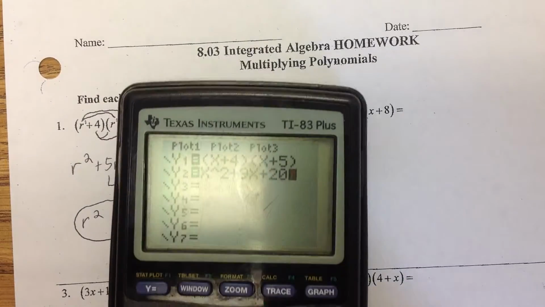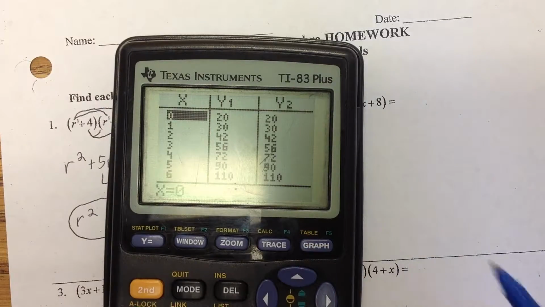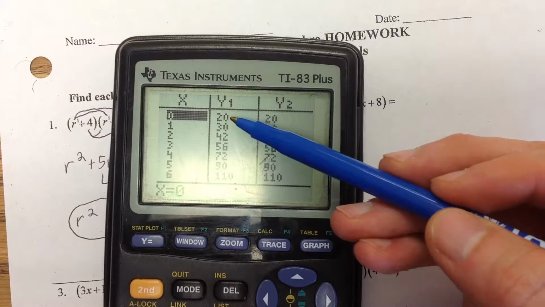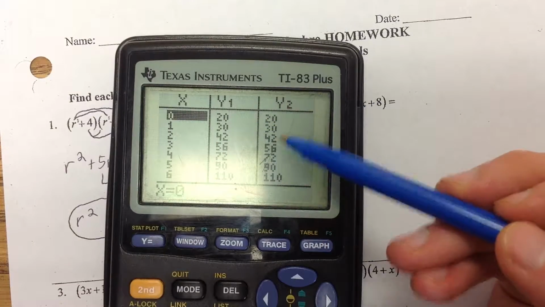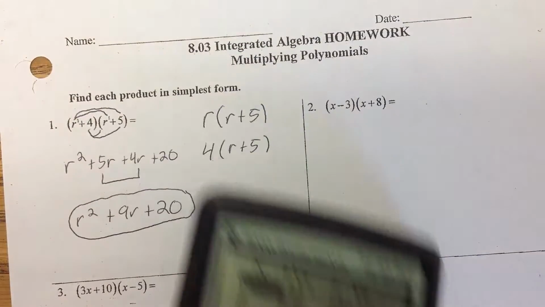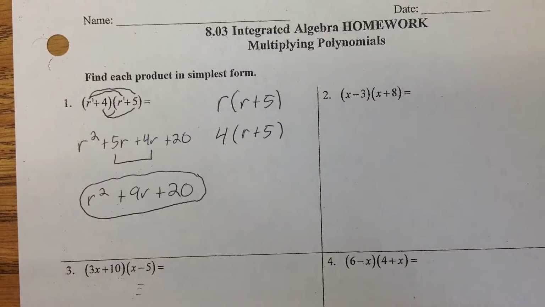Once I have that in there, I would go to second graph to bring up the table. And you're going to see that y1 and y2 match in every instance: 20, 30, 42, 20, 30, 42, and it keeps going. As long as those columns match, you know you did it correctly. And again, I'm not going to check every one of these, but I did want to show that.